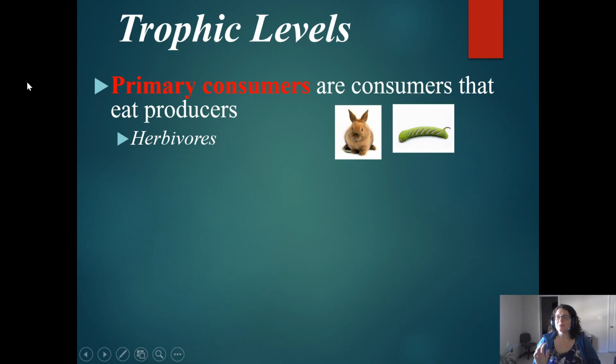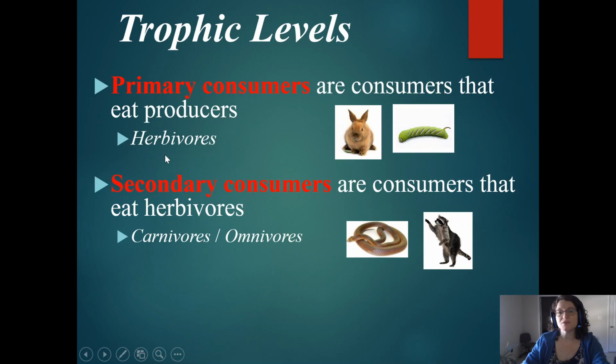So when we're talking about trophic levels and food chains, as is the focus of this activity, primary consumers are consumers that eat producers, okay? These are herbivores. This caterpillar eats tomato plants. This bunny eats lettuce and carrots and whatnot, okay? Herbivore. Secondary consumers are consumers that eat herbivores, okay? This snake eats mice and bunnies.